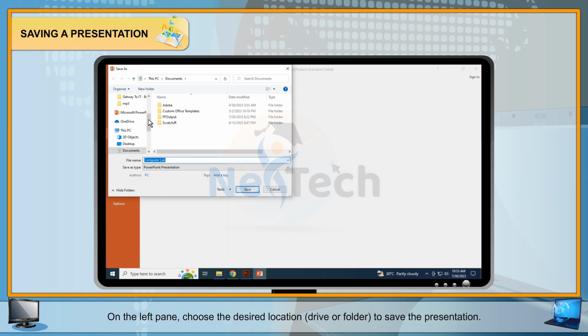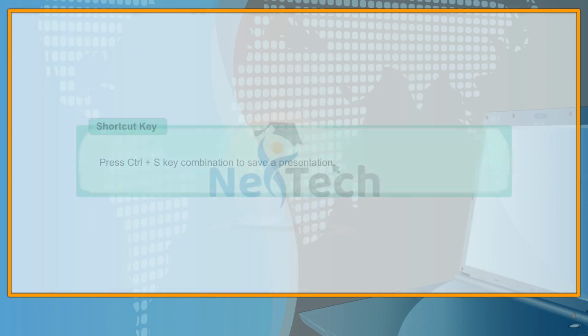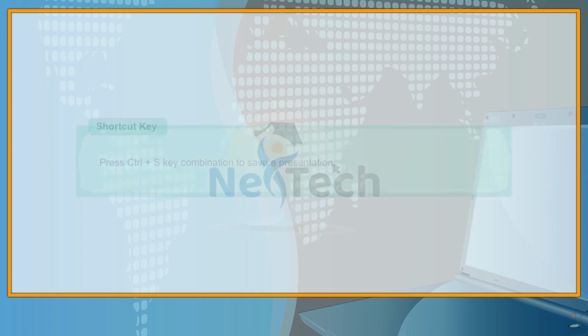On the left pane, choose the desired location, drive or folder to save the presentation. In the File Name box, enter a suitable name for your presentation. Click on the Save button. Our PowerPoint presentation saves with the extension .pptx. For example, computerlab.pptx. Shortcut key. Press Ctrl plus S key combination to save a presentation.